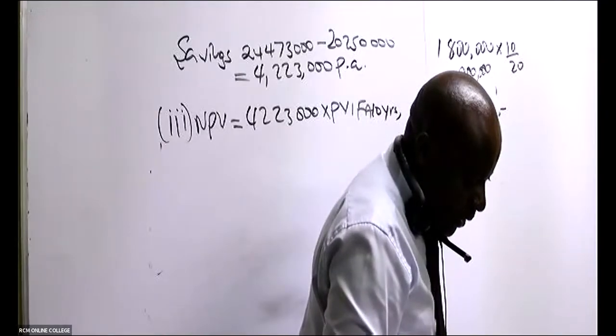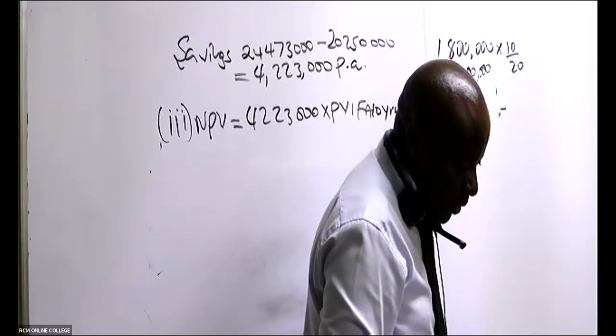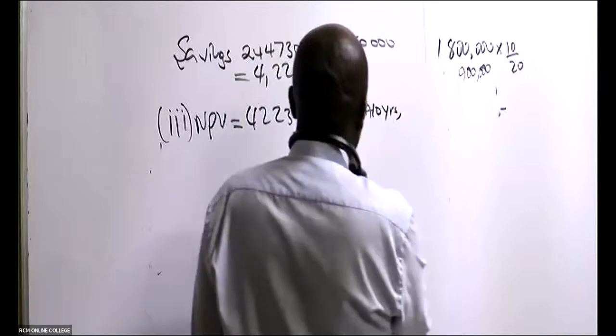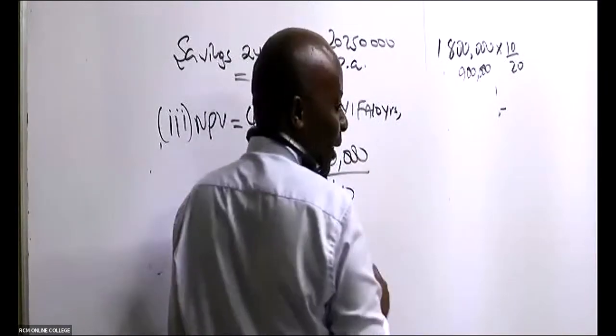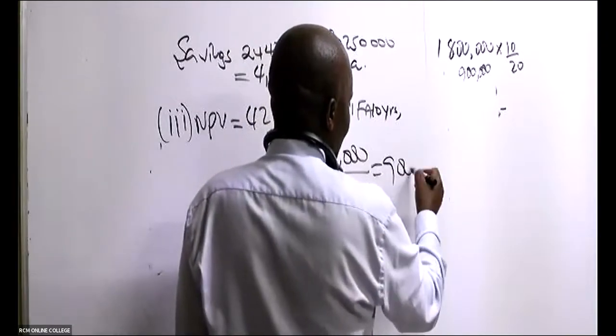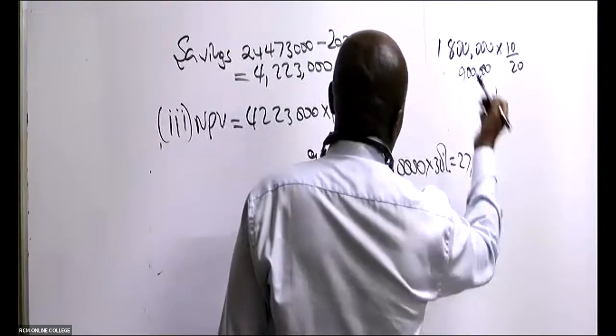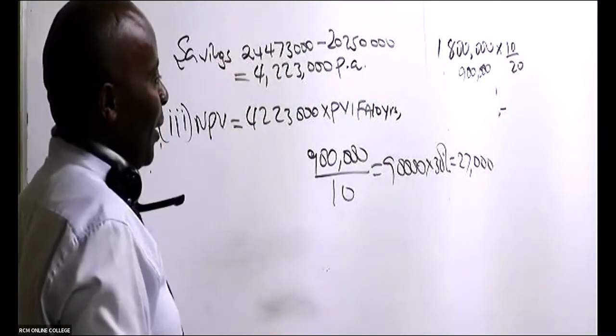Yeah, it is 27,000. I don't know whether I took it as 270,000. It was 900,000, that flotation cost, but we divided this by 10, so we got 90,000 times 30%. That is how we got that 27,000. Thanks for asking. That's how we got the 27,000.